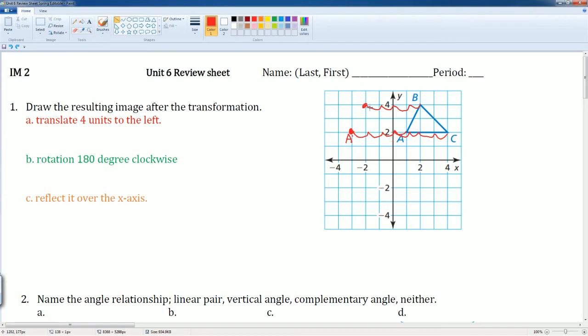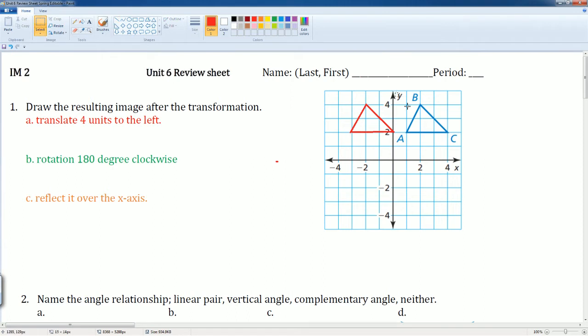Okay, so let me clean it up a little bit here. Okay, then 1, 2, 3. That's how it should look like with 4 units to the left. All right, next we're going to rotate it 180 degrees.